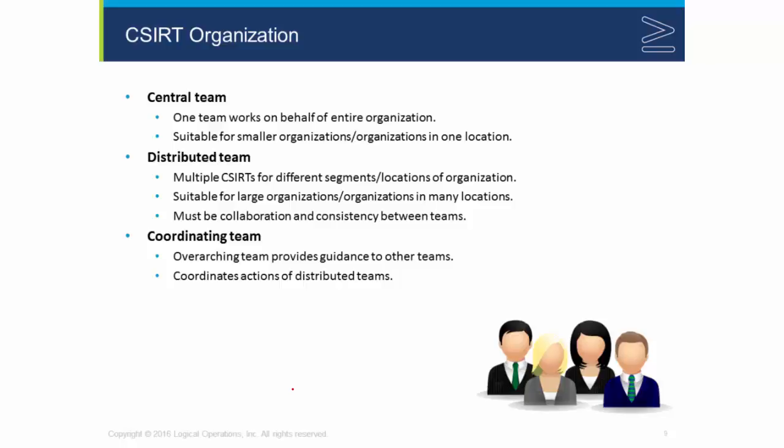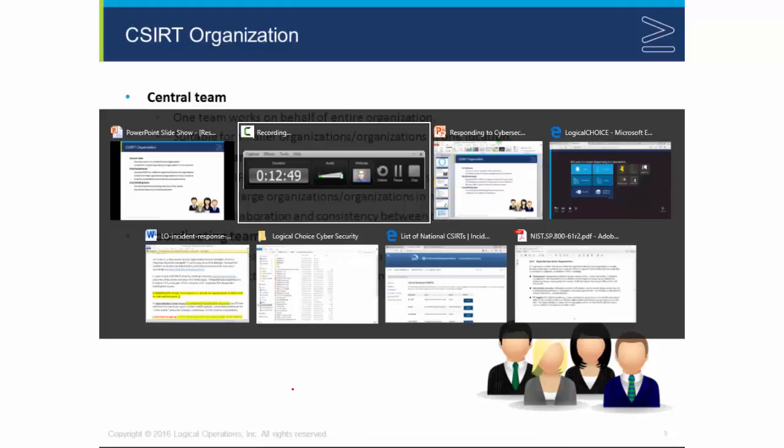They have to collaborate with each other, but we may want to have a coordinating team, which would be an overarching team that would then manage and deal with any type of coordinated events that are enterprise-wide, but also ensure that everyone is using standardized policies, procedures, and tools across the organization. Now, there are CSIRTs also at the national level that you may or may not be familiar with.